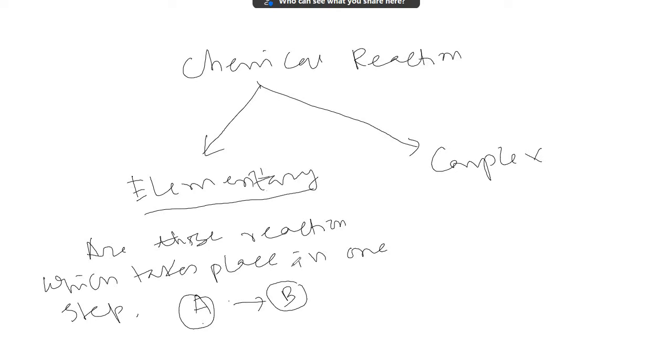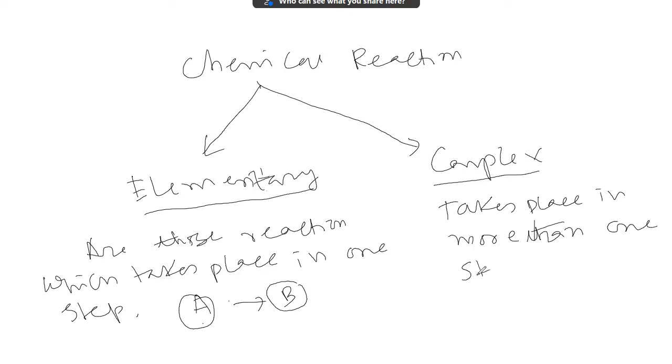But on the other hand, there are some reactions which take place in more than one step. Complex reactions are those reactions that take place in more than one step. In such a reaction, there is a step that is called the rate determining step. That is the slowest step. In the slowest step, the number of molecules that take part gives the order of the reaction. I will go into detail about it.